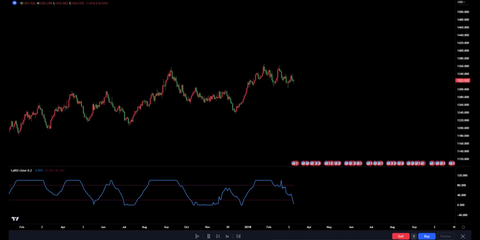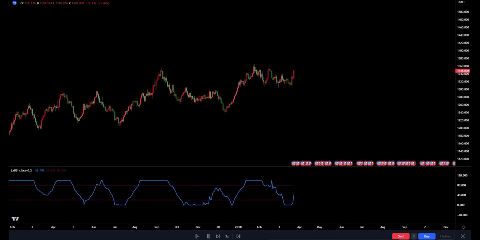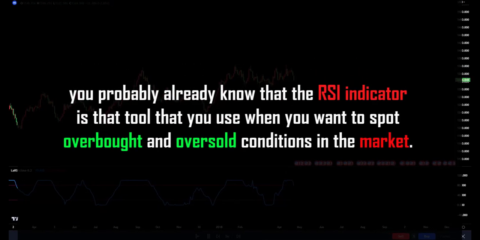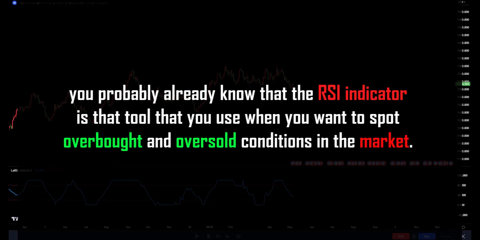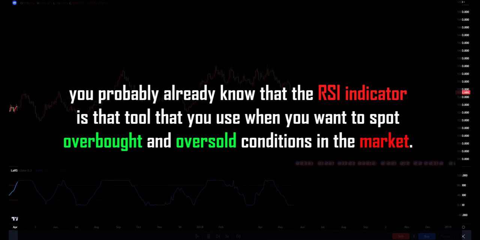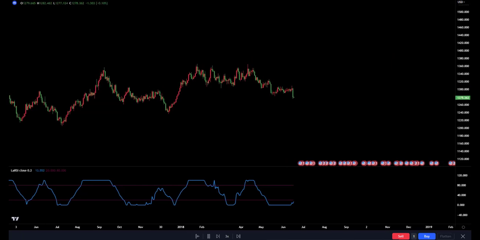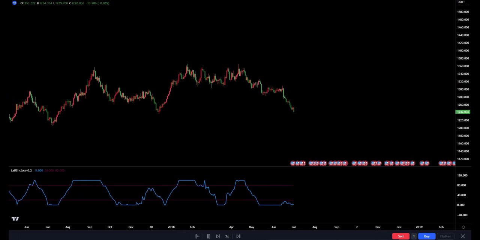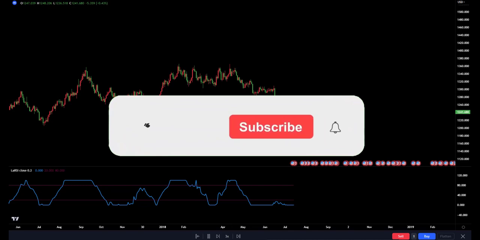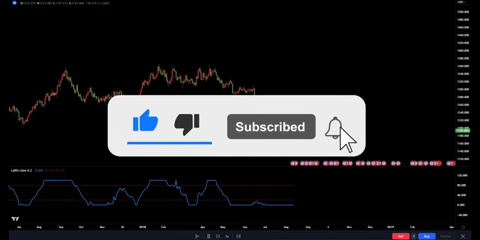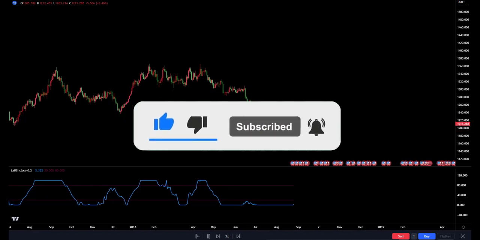In this video, I want to introduce a new version of RSI that performs much better than the original one. At this point in time, you probably already know that the RSI indicator is that tool that you use when you want to spot overbought and oversold conditions in the market. But what you probably didn't know is that there are other versions of the RSI indicator that are far better than the traditional RSI. In this video, I'm going to show you one of those RSI alternative indicators as well as a trading strategy that you can use using that tool.